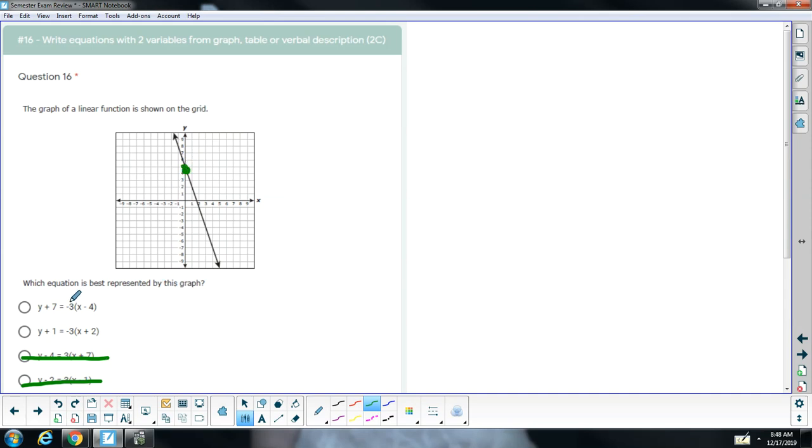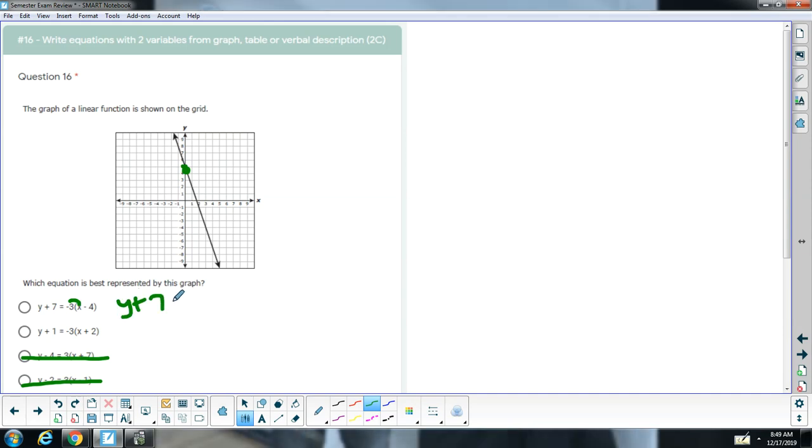So I'm going to work this out. So negative 3 times x, so I get y plus 7 equals negative 3x. And then a negative 3 times a negative 4 gives me a positive 12. Then to get the y by itself, I'm going to have to subtract that 7. So y equals negative 3x. 12 minus 7 is a positive 5, which is my y-intercept. So I know this first one was correct.